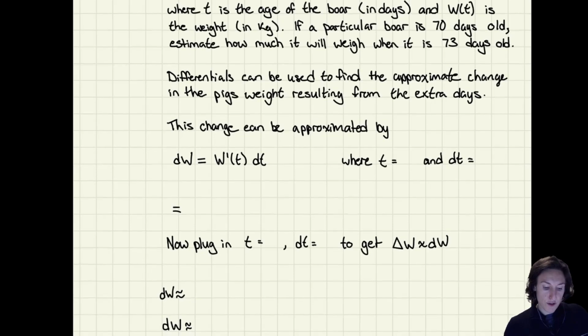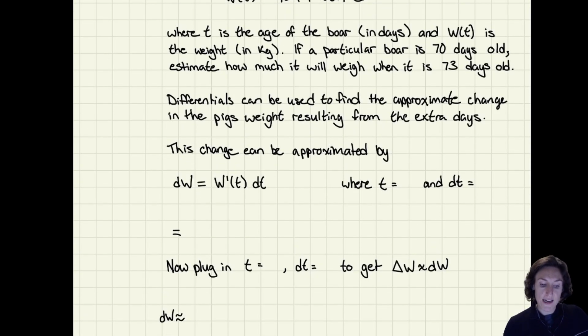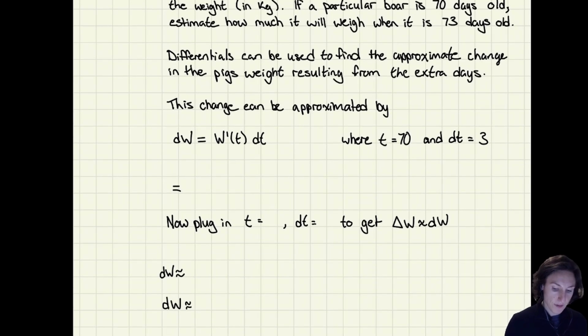Now, how could we do this? The change in weight can be approximated by a small change in weight, which is what dW means here, equal to the general rate of change, depending on how much the time difference is. So W'(t) dt, where we know what happens at 70 days, so t is equal to 70. The number of days I want to consider the pig's weight change after is 3, so my dt in this case would be 3.